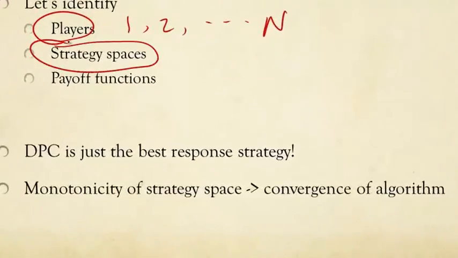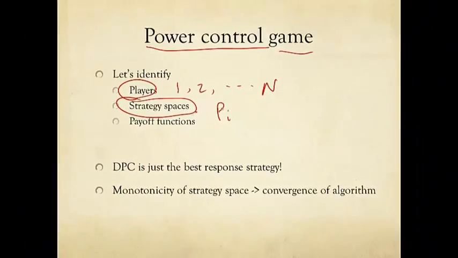Let's identify the strategy space here. It becomes a little more complicated. In the two examples we just saw, the strategy space is pretty simple. It's just two choices. But here is a continuum of the power levels for each user i, such that the target SIR gamma is achieved.